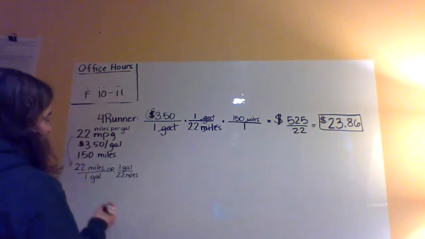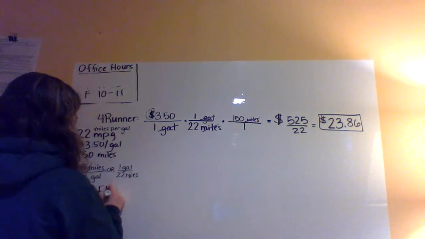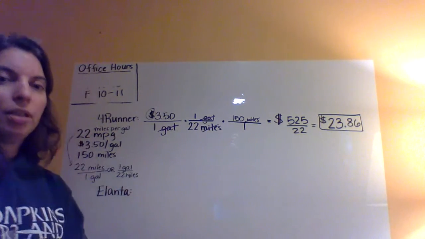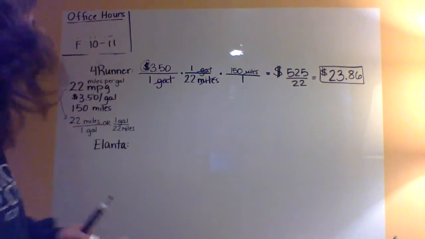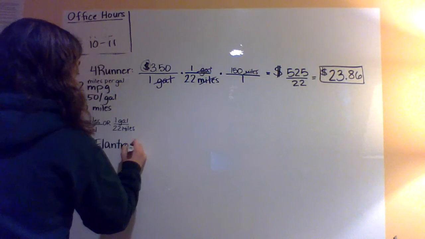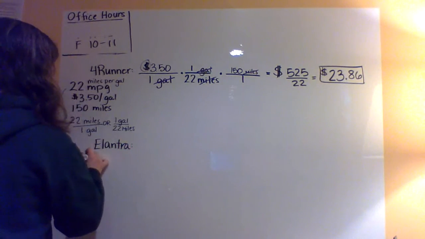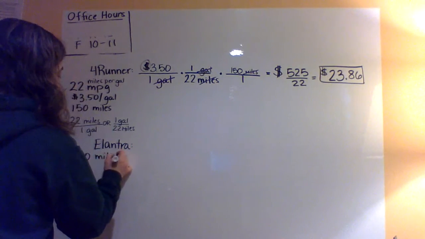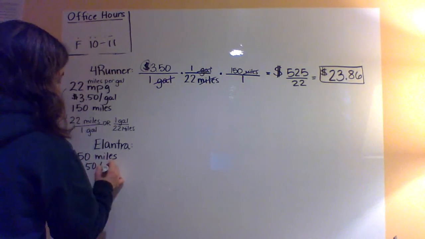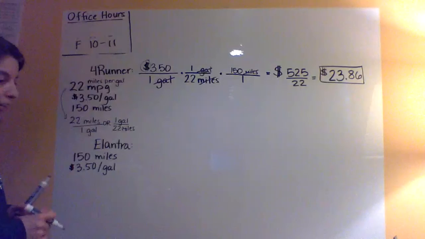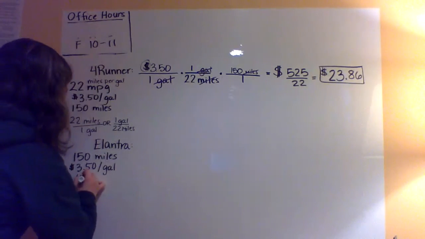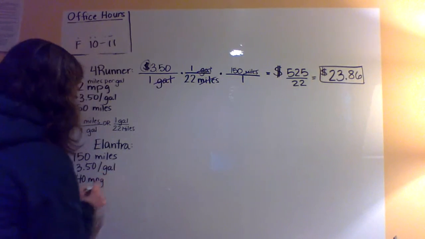Okay, let's see about the Hyundai Elantra. The Hyundai Elantra has the same information in some parts here. We're still going on the same trip, so it's 150 miles. Gas is still going to cost $3.50 a gallon. The difference here is that the Elantra is much more fuel efficient, so we get 40 miles per gallon.